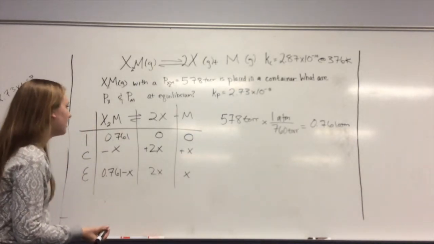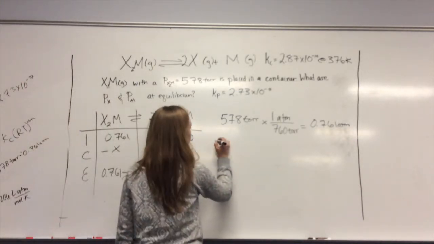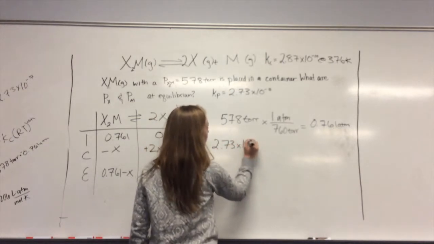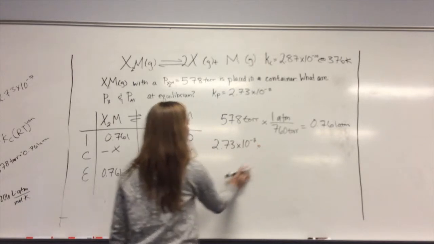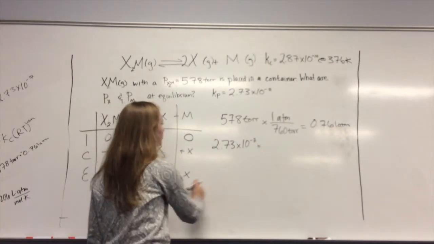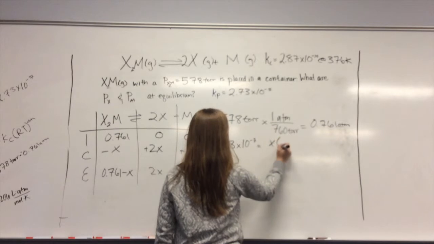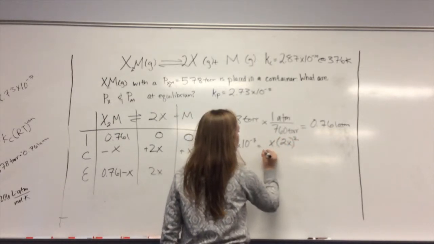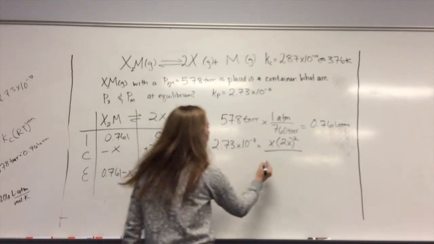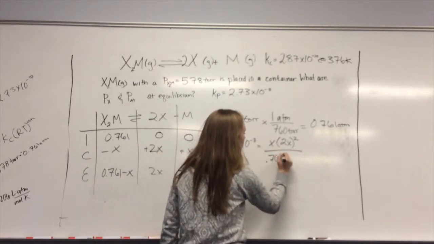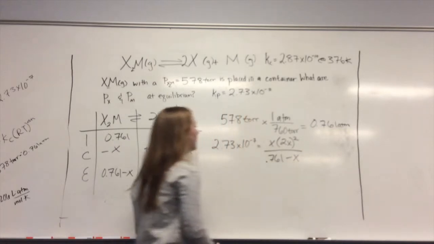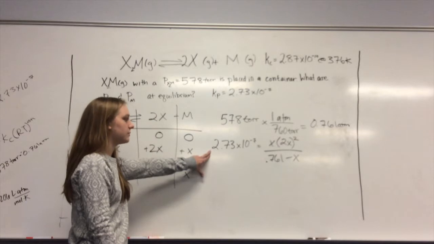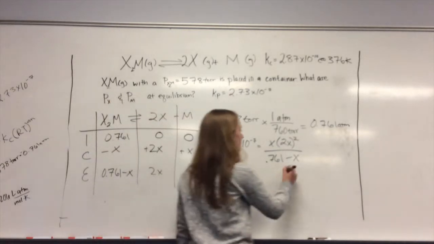And so we take our K sub P value and set it equal to X times 2X quantity squared over 0.761 minus X. And because our K sub P value seems to be sufficiently small enough, we can do our small X approximation.